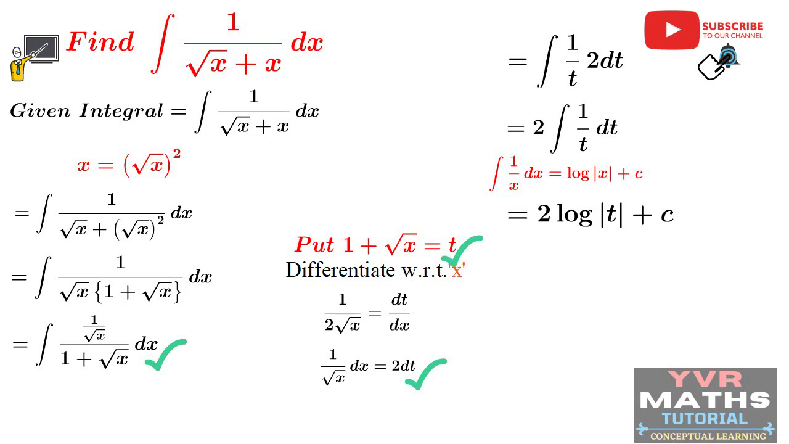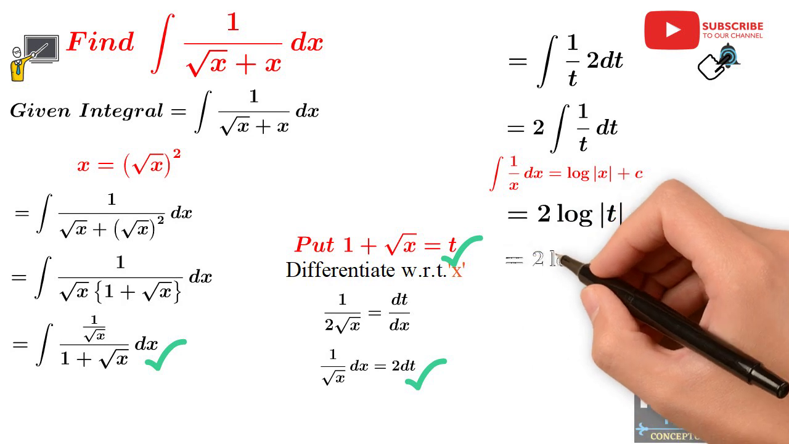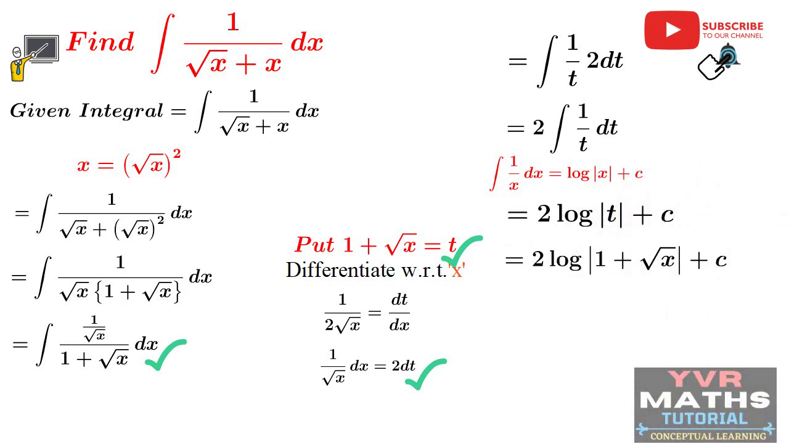Now replace the new variable by the original variable in the answer. What is the new variable? t. What is the original variable? 1 plus root x. So in t place, I'm going to substitute 1 plus root x. Then what we will get? See here in the final step, 2 log modulus of (1 plus root x) plus c. So this is the final answer for the given integral.